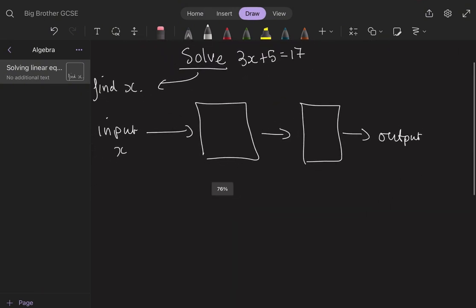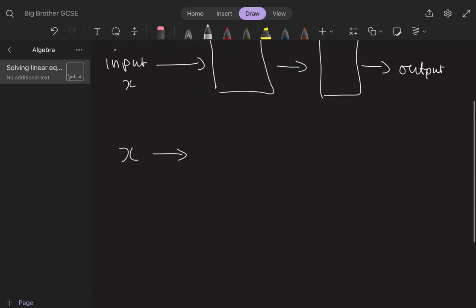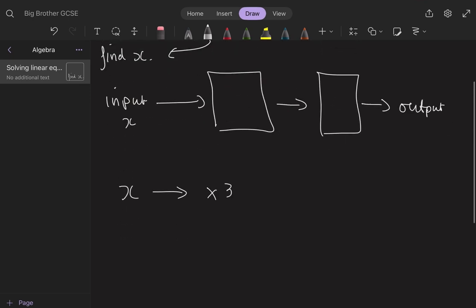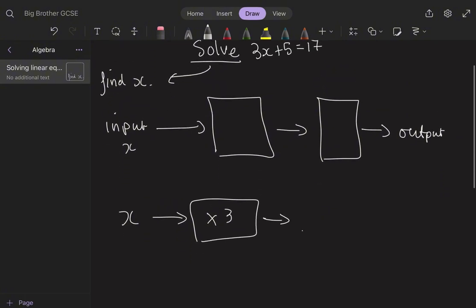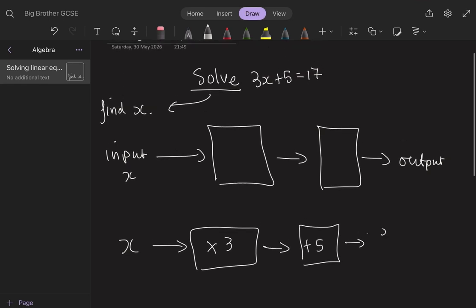In this example, we know that the input is x. We've got x. The box, what's happening to x? It's being multiplied by 3. That's the first box. Then it's being added to 5 for the second box. And the output is, we can either write 3x plus 5, or we can even write 17. They're both equal at the end of the day.